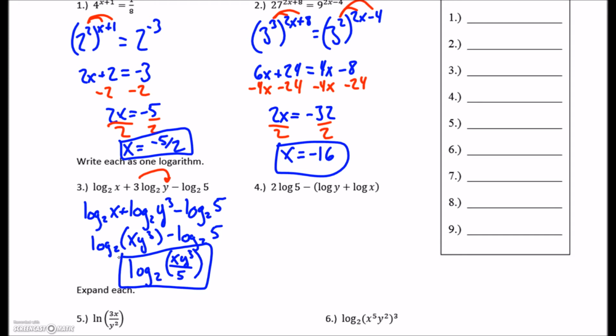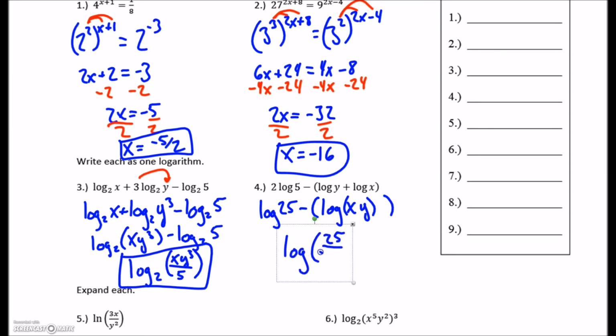And the next one, again, I start off the same way. The first thing I see here is that 2 that's out front. That's going to go up as an exponent inside the logarithm, so it becomes log of 5 to the second, which is 25. Inside the parentheses here, I'm going to go ahead and do this addition. Addition becomes multiplication inside the logarithm, so it's going to become log of xy. And now I can take care of the subtraction. Subtraction becomes division inside the logarithm, so it becomes log of 25 over xy.